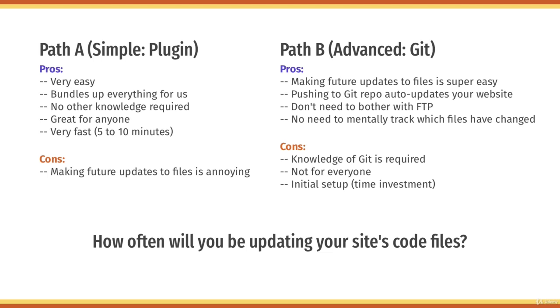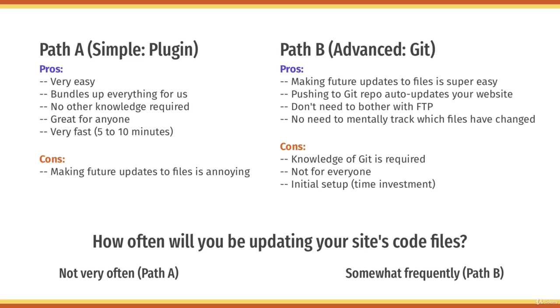So once your website is up on the web for the entire world to view, how often will you need to update the code? If you think that you'll only need to update the files maybe once or twice a year, I would go with Path A. Not only because it's simple, but also because it's really fast. Path B is really only worth the extra effort if you think you're going to be making somewhat regular or frequent updates to the code files of your live website.